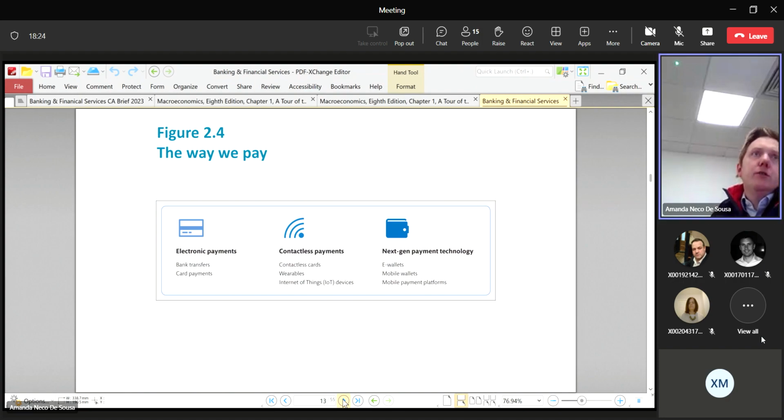Then briefly, just looking at the variety of ways we pay today. They are cashless in nature and can range from electronically via banks to the use of mobile wallets. Now, just looking at this slide and working from left to right, we will deal first with electronic payments. So looking at electronic payments via banks, these range from bank transfers to card payments.